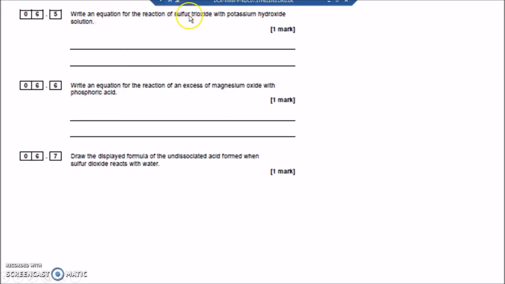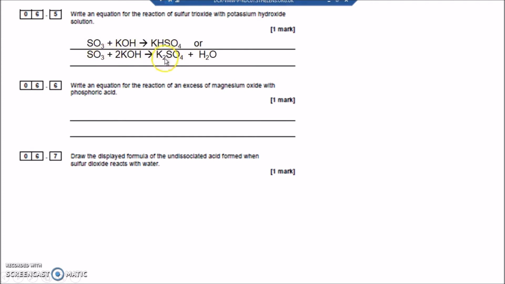Write an equation for the reaction of sulfur trioxide with potassium hydroxide. So sulfur trioxide is SO3, potassium hydroxide is KOH, and then if you just put everything together, SO3 plus KOH makes potassium hydrogen sulfate, KHSO4. So you just look and see that, just balance it up with 1K, 1H, 1S and 4 O's, or you can balance it this way as well.